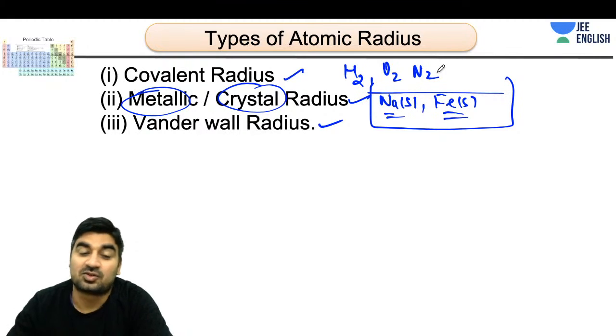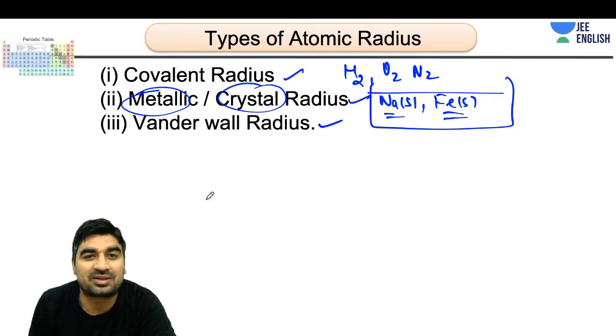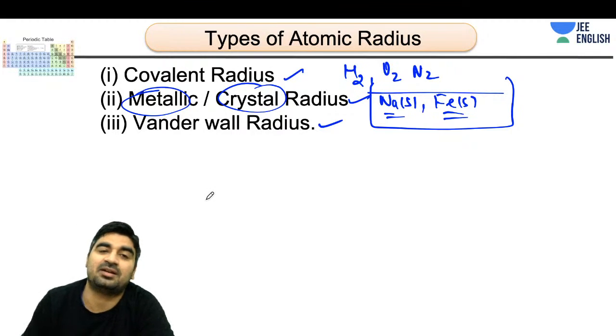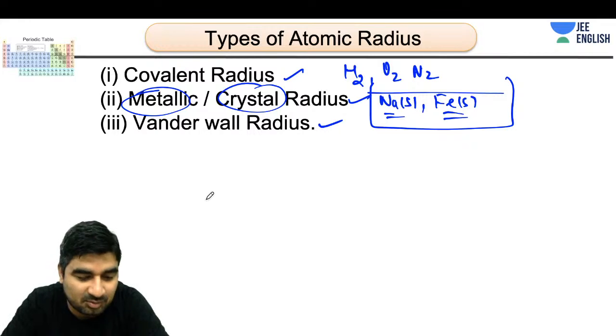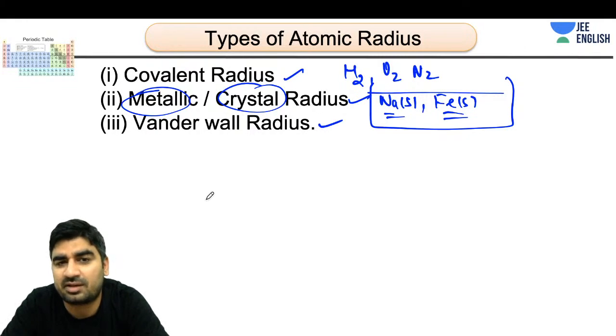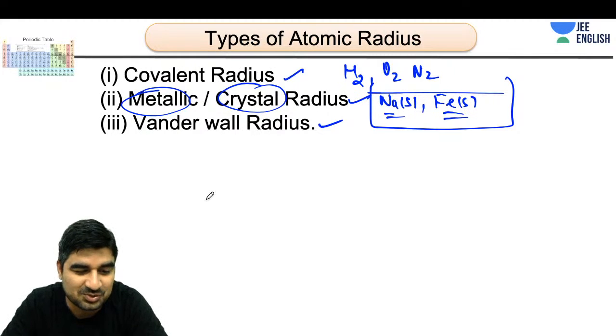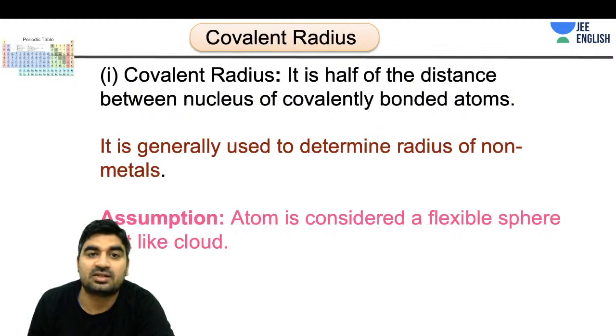Okay guys. So it is not like for every atom I can measure all three kinds of radius. No. Either that element will be forming metallic bonding, or it will be forming covalent bonding, or it will have simple van der Waals forces. So I am going to discuss all these points, and in which case what we have to do. Okay guys, so let's move ahead.